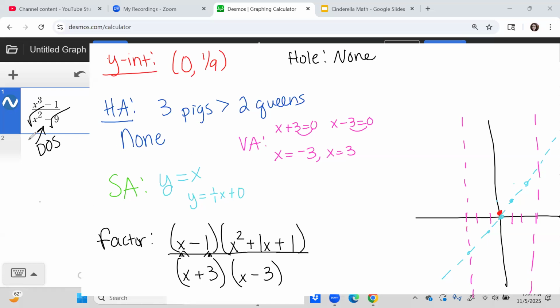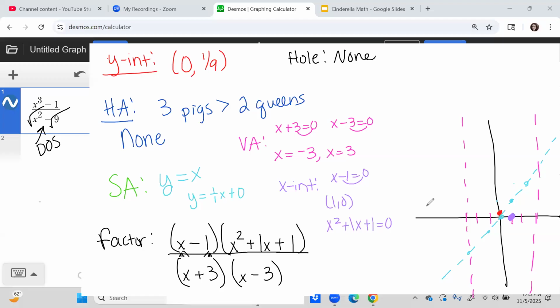We will have x-intercepts. That's the top set to 0. So I'm going to set x minus 1 equal to 0. Move over, and that would be 1. Right there, there's our kiss. And now, should we set the quadratic equal to 0? We should. x squared plus 1x plus 1 equals 0.